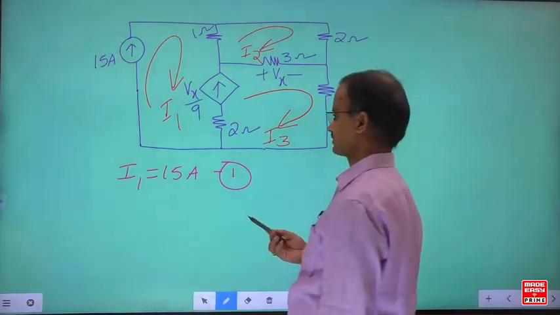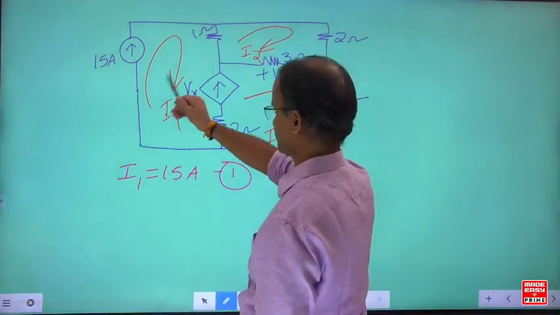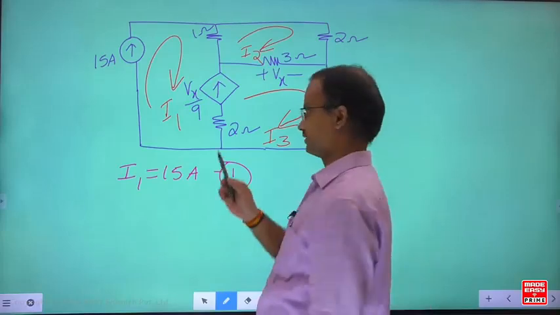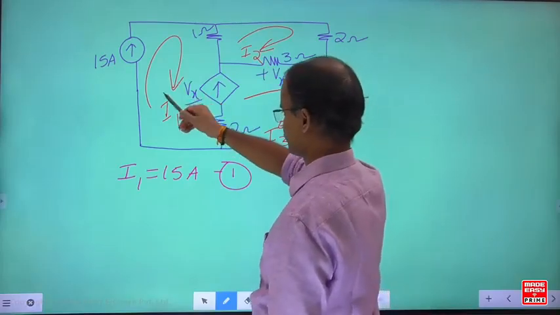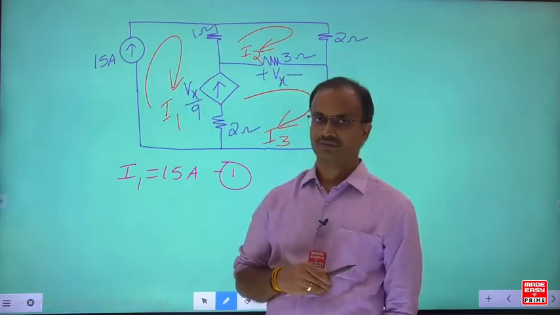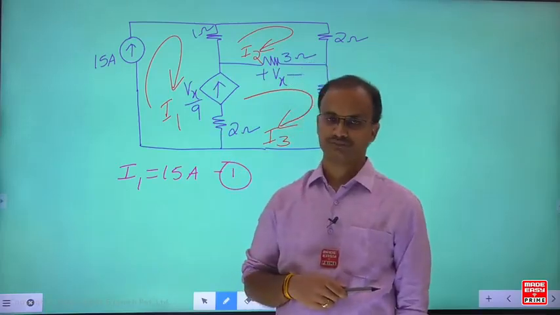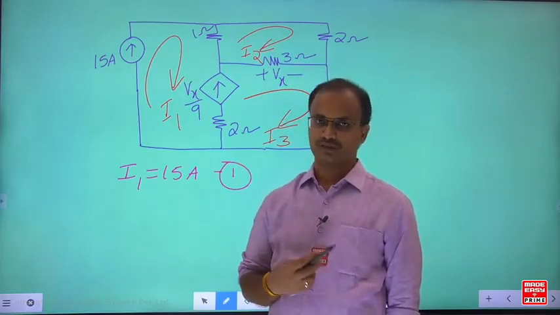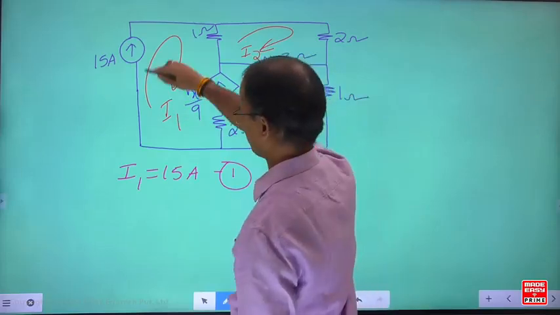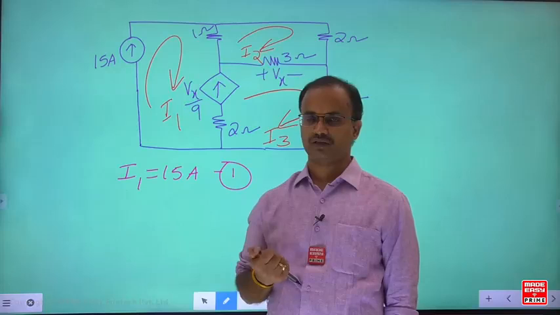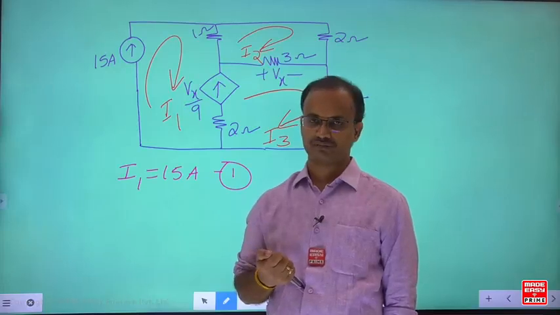Now for this particular example, see, the current source branch is common for mesh 1 and mesh 3. When the current source branch is common for two meshes, we go for the super mesh technique. For the super mesh technique, what we do? We write the equation combinedly for mesh 1 and mesh 3.